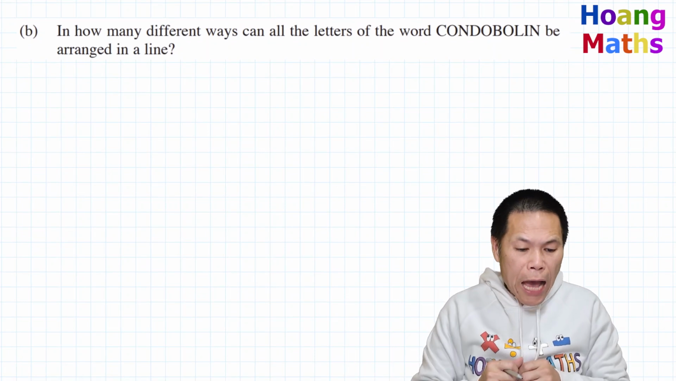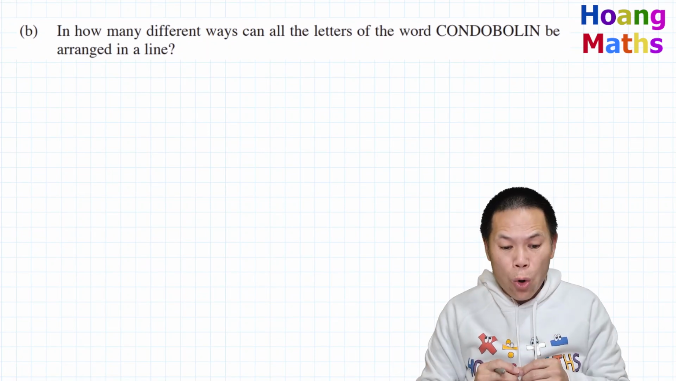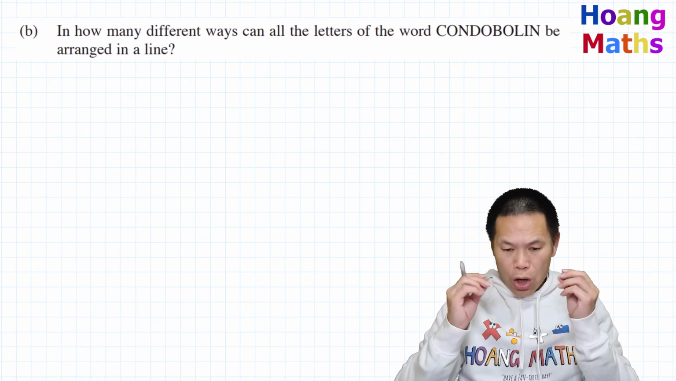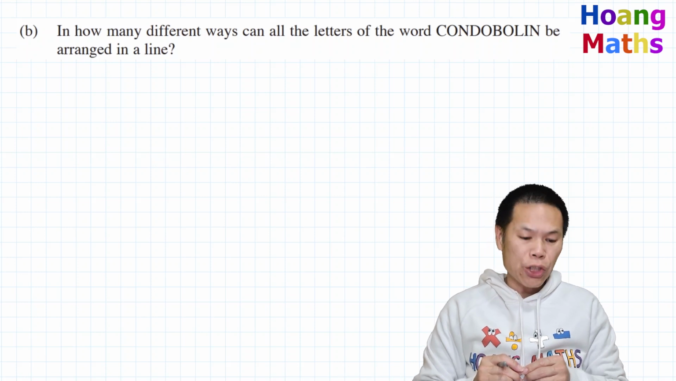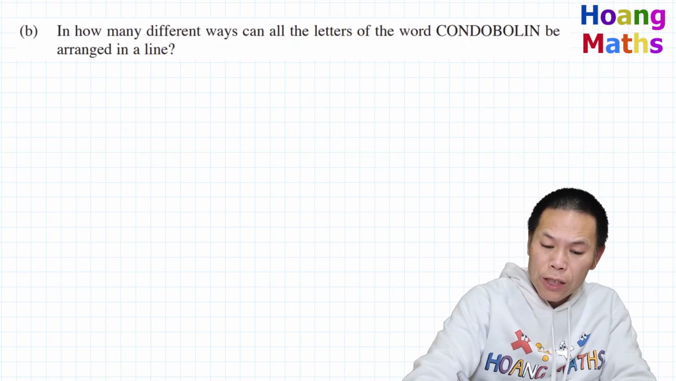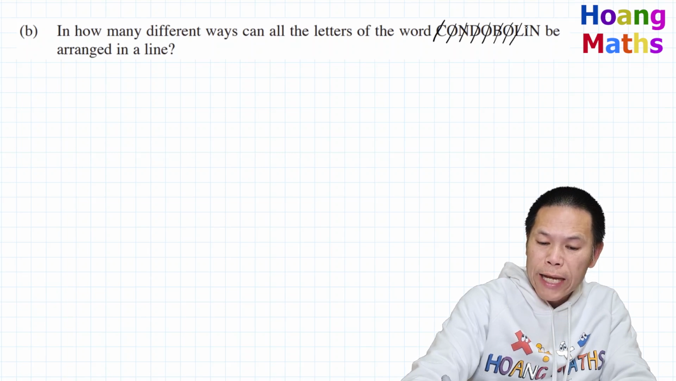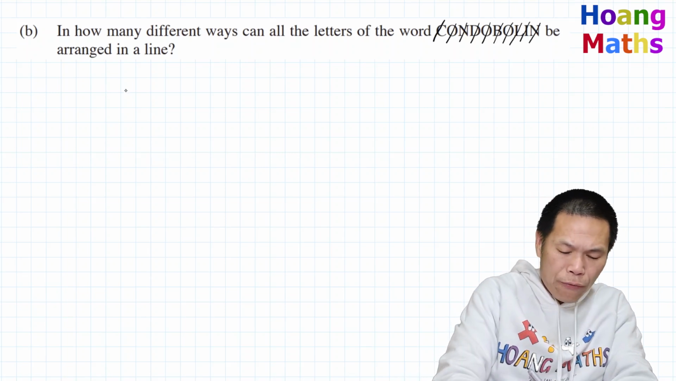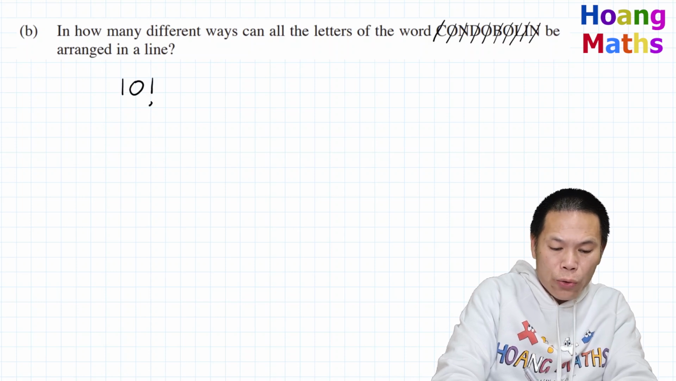Part B. In how many different ways can all the letters of the word CONDOBOLIN be arranged in a line? Let me just count how many letters first: 1, 2, 3, 4, 5, 6, 7, 8, 9, 10. So we have 10 factorial.